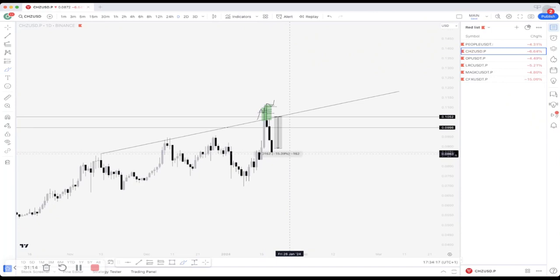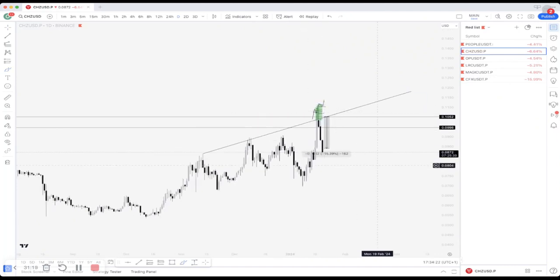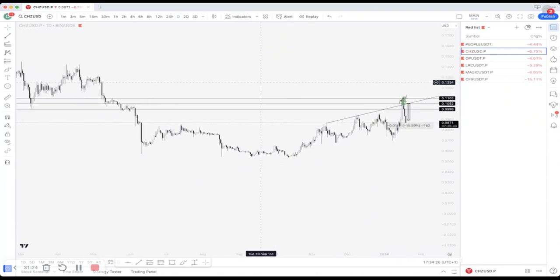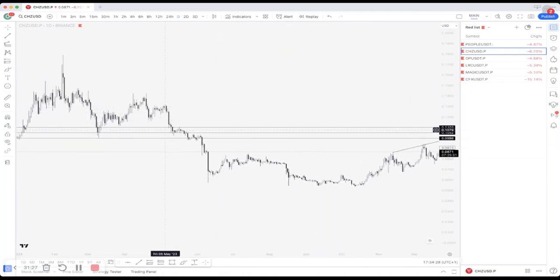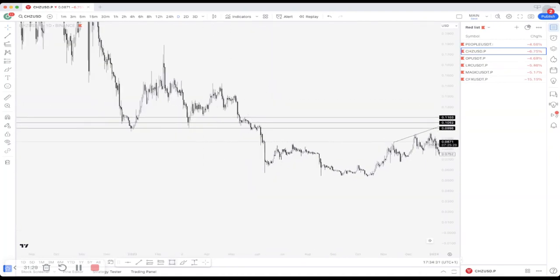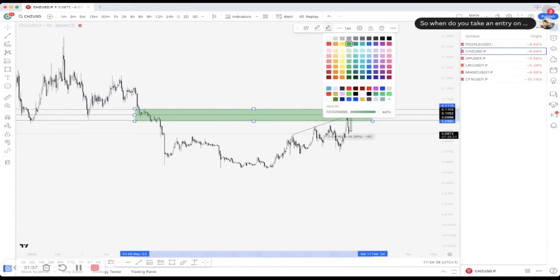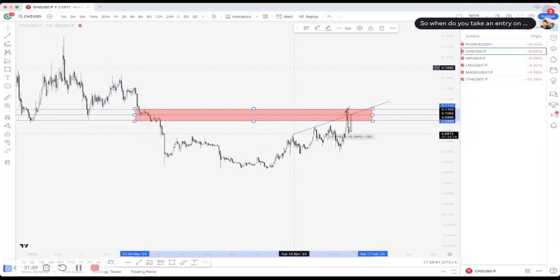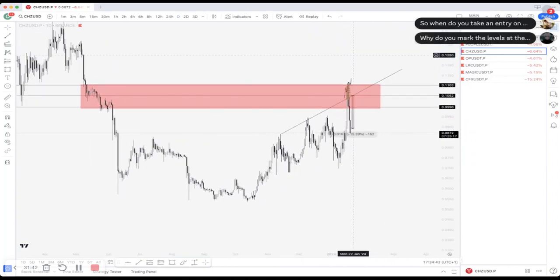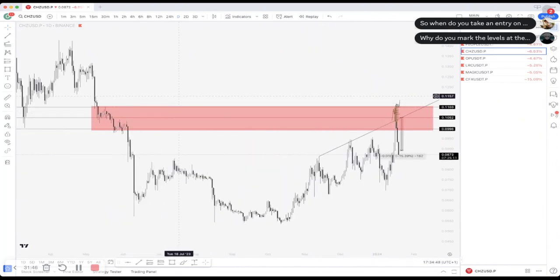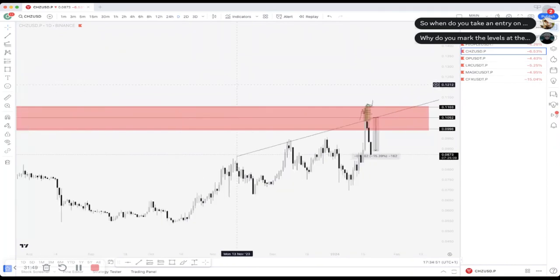And once you start seeing wicks above your levels, you want to start looking for new levels. Think, is there a high chance we will reject here? Well, we can see that there's supply right here. Displacement, supply, displacement, right? So this entire zone, in theory, is a supply zone. We barely wicked above the top of our supply zone. So that gives me confidence again that we will reject.